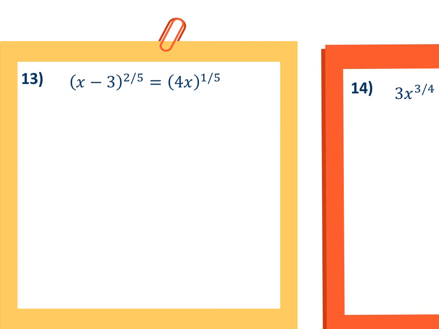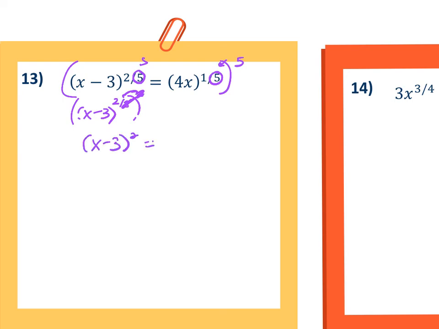13, I've got x minus 3 to the 2/5 equals 4x to the 1/5. So what I need to do is get rid of the fractions in the exponents. You can multiply by the reciprocal, but it's going to leave you with something because they're not the same on this side. If I did 5/2, I'd still have an exponent. So what you can do is just raise it to the denominator, the 5th. So if I wrote that as x minus 3 to the 2/5 raised to the 5th, I'd multiply these out, canceling the 5's, and I end up with x minus 3 squared. Then 1/5 and 5 cancel here, and I get 4x.